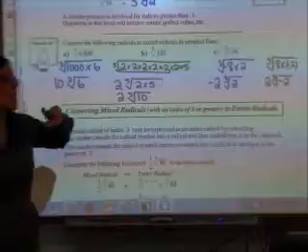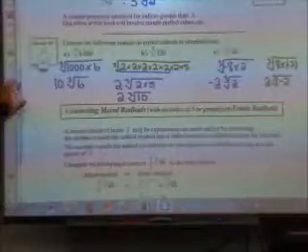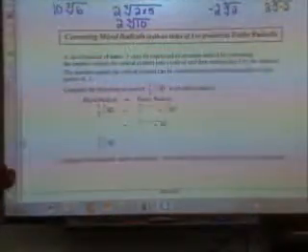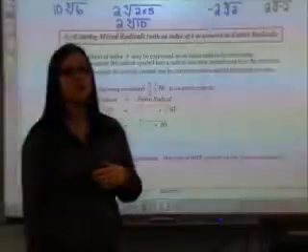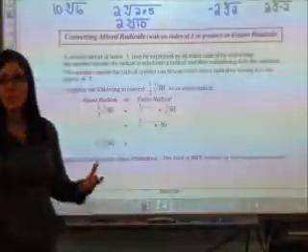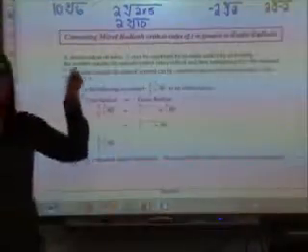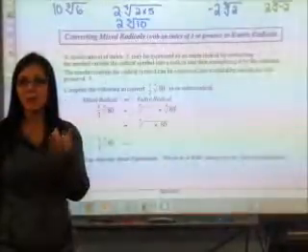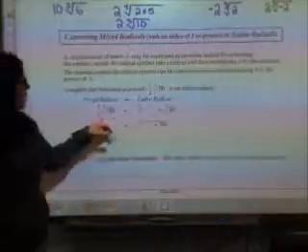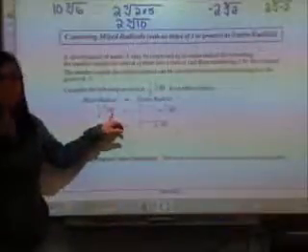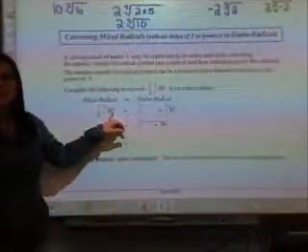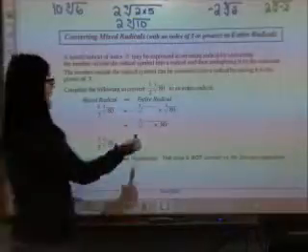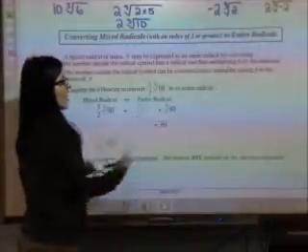Okay? So if I go backwards, going from a mixed radical to an entire radical, when we did our square roots, when we wanted to put the number back underneath the radical sign, I had to square it. If I want to take a number and put it under the cubed root sign, I would have to cube it. So I would take my 1/2 and I would cube it.